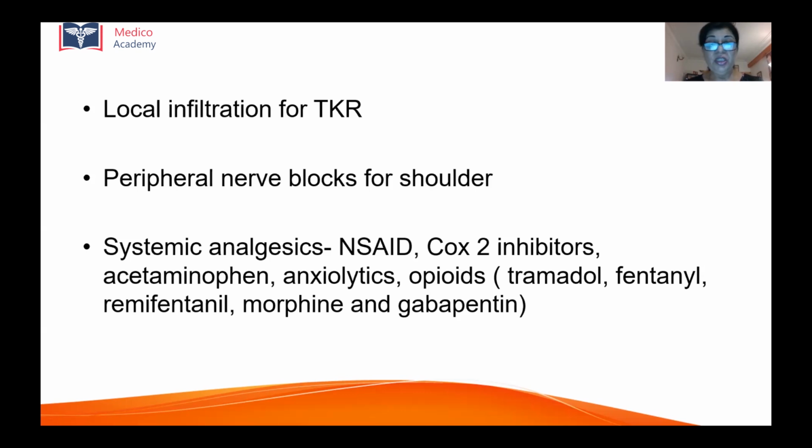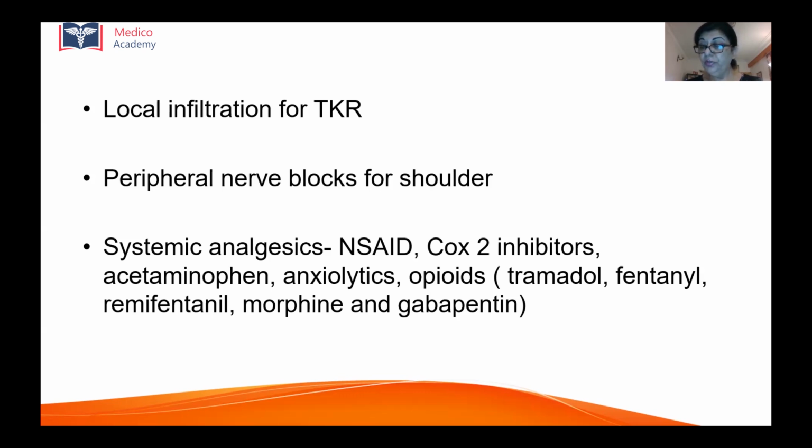Now, peripheral nerve block. There is little literature on peripheral nerve blocks for shoulder or elbow replacement compared to lower limb replacement. Limited evidence shows that brachial plexus block offers superior analgesic effect compared with the systemic analgesics for shoulder and elbow replacement surgery. The systemic analgesic drugs which are used for pain relief are the NSAIDs, COX-2 inhibitors, acetaminophen, anxiolytics, and opioids, which may be tramadol, fentanyl, remifentanil, morphine, and gabapentin.